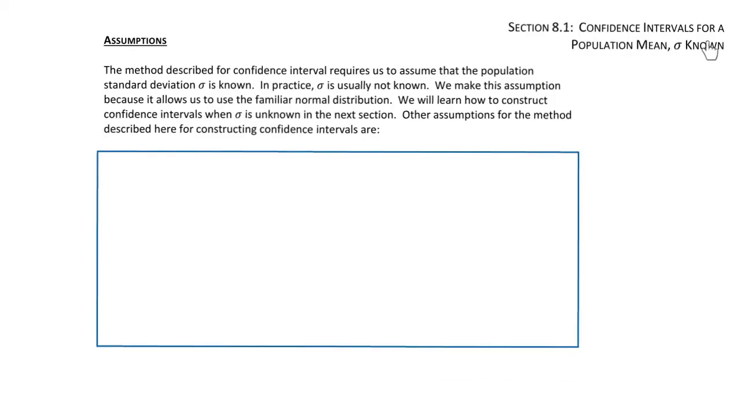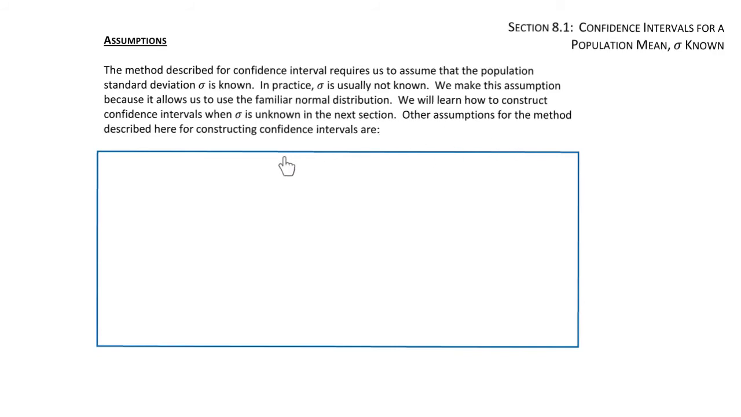In this section, we are learning how to find the confidence interval for a population mean when sigma is known. That means we assume that the population standard deviation is known. In practice, sigma is usually not known. We make this assumption because it allows us to use a familiar normal distribution. We will learn how to construct the confidence interval when sigma is unknown in the next section.